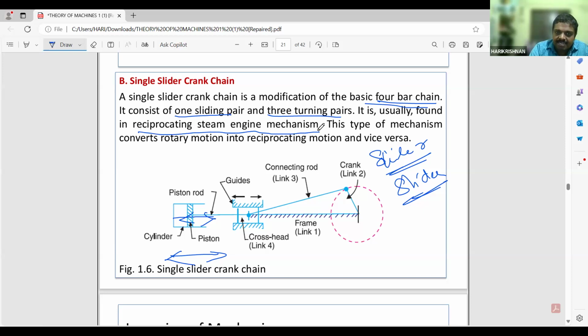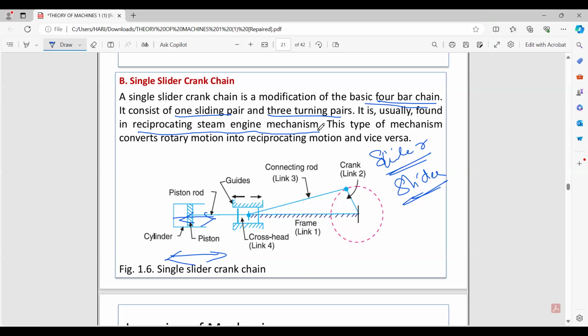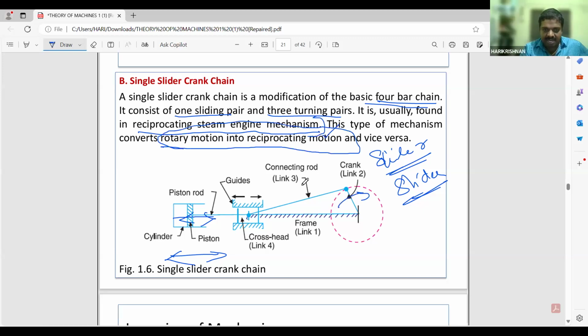You may see this is the crank. When the crank rotates, the connecting rod is connected to the piston rod by a pin. So when this connecting rod moves, the piston inside the cylinder will be reciprocating. Whatever the function of this mechanism is, it is the conversion of rotary motion into reciprocating motion.